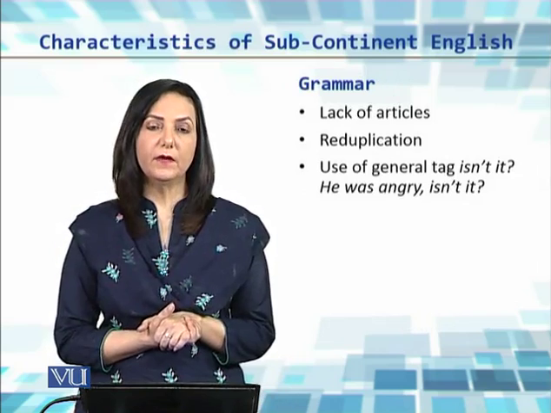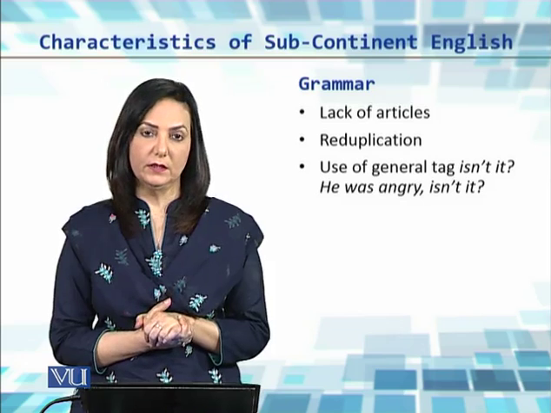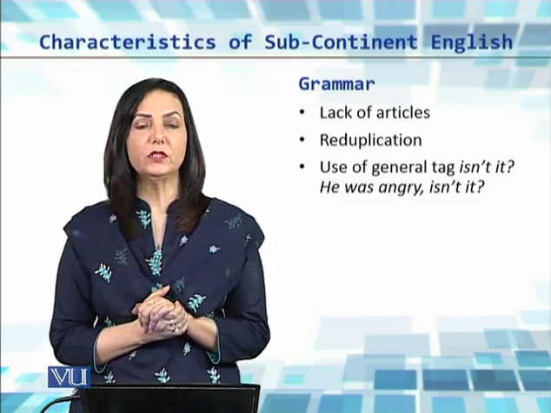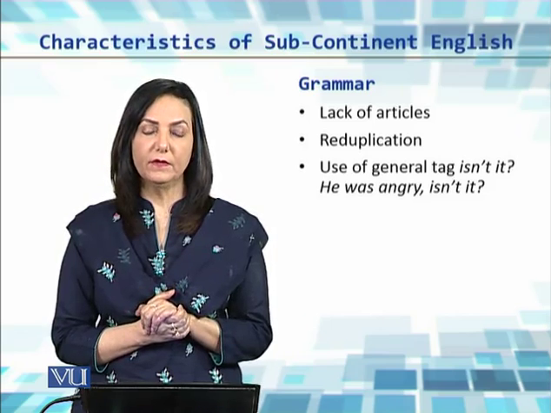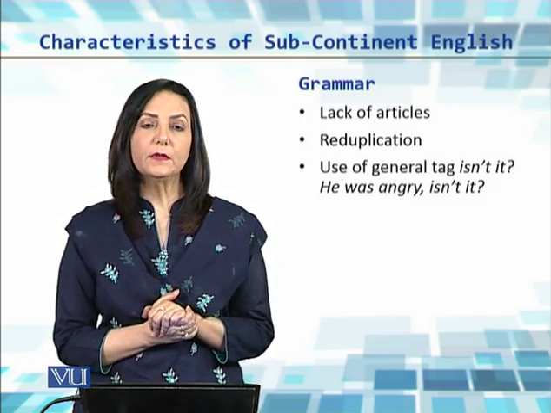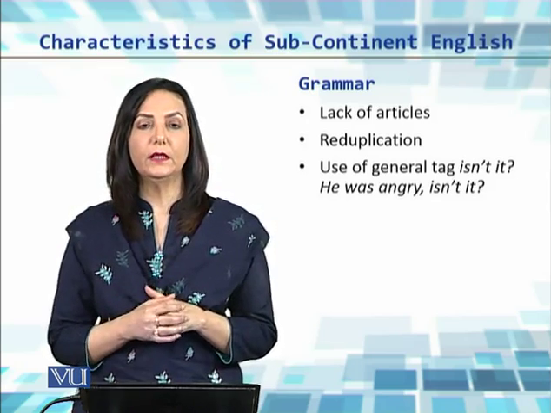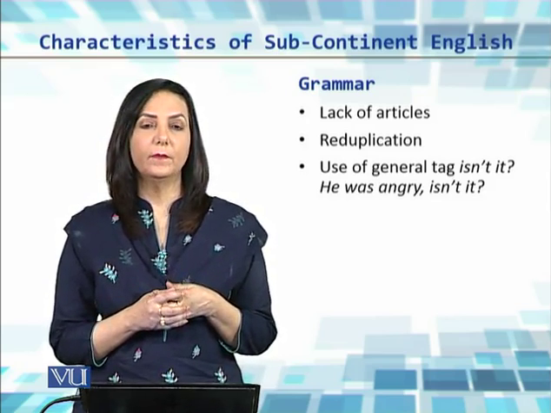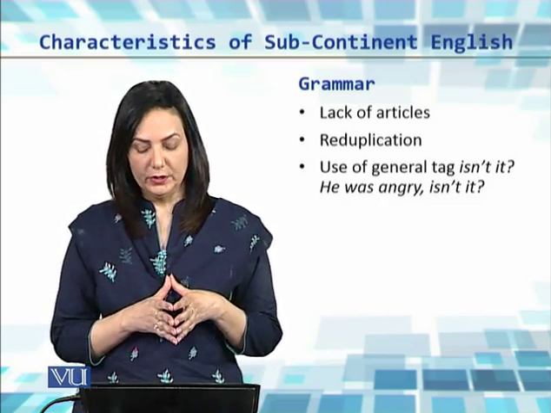In terms of grammar, a very prominent feature of the English of the subcontinent is the lack of articles. This is a characteristic of the subcontinent English which it shares with many other outer circle Englishes. So, we observe a lack of use of articles in the subcontinent English. Similarly, we see a lot of reduplication taking place. So, walk slowly, slowly. Similarly, other reduplications, I grew fat and fat, etc., are used in the subcontinent English.